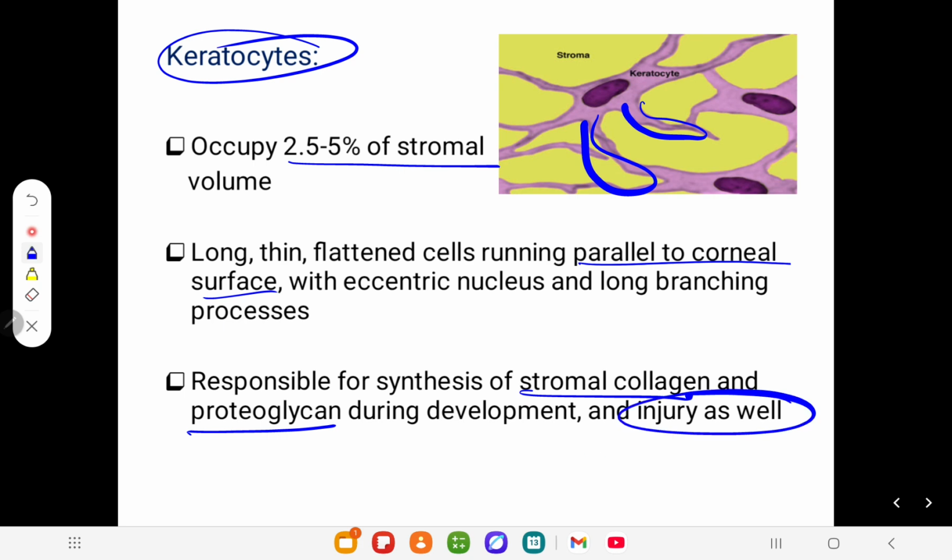Very important. Whenever there is an injury, one of the good questions in first year and second year of optometry is corneal wound healing. Just remember the great importance of wound healing and the keratocytes, and how they produce stromal collagen fibers and proteoglycans during injury and the healing of the injury, which is very important.